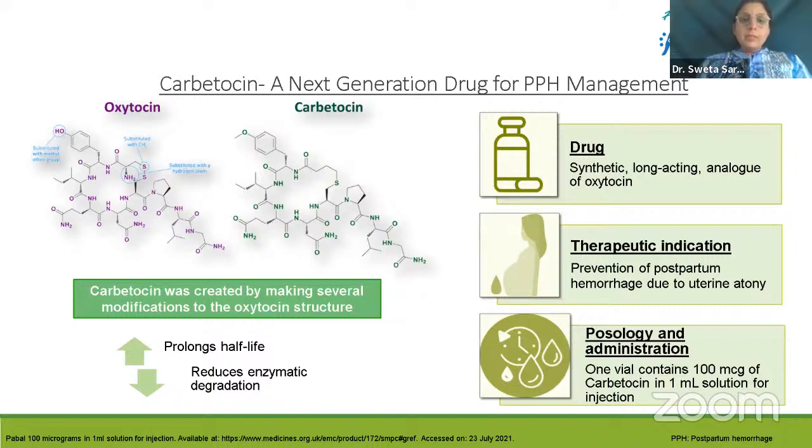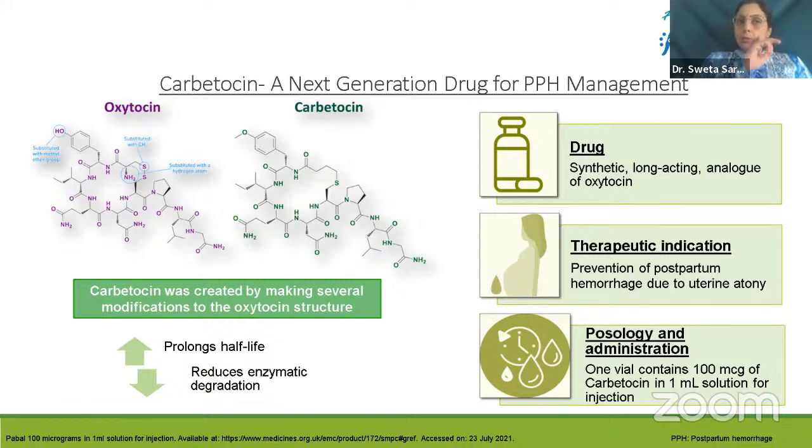So carbetocin is the next generation drug for PPH management. It was created by making several modifications to the oxytocin structure. So what have we achieved by doing these modifications? We have prolonged the half-life and reduced the enzymatic degradation. So it's a synthetic drug. It's a long-acting analog of oxytocin.